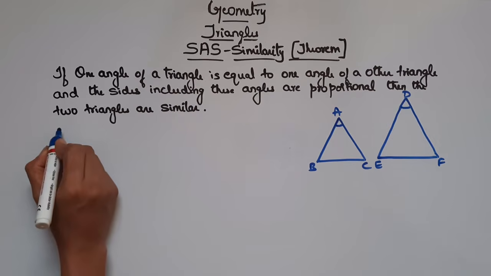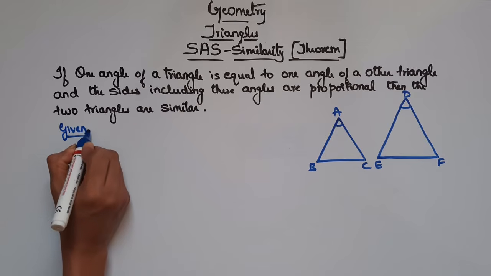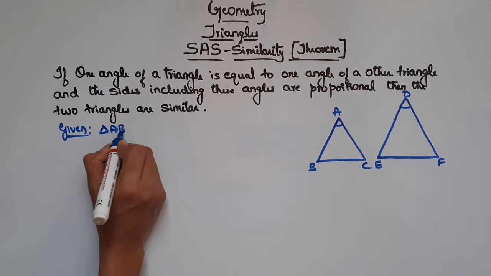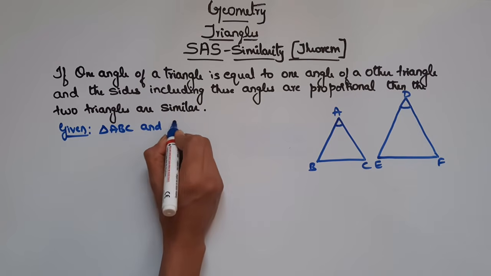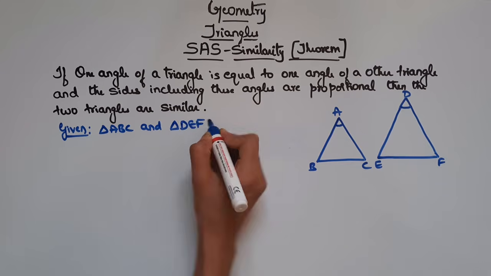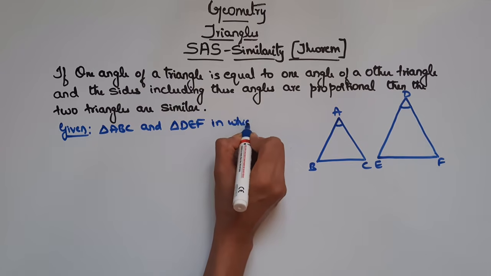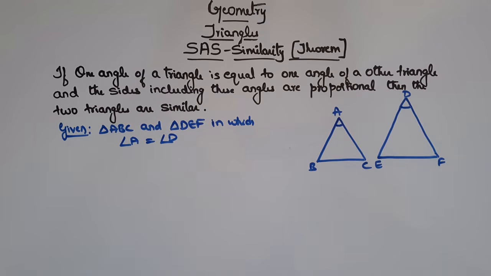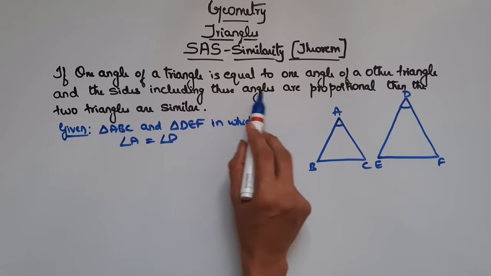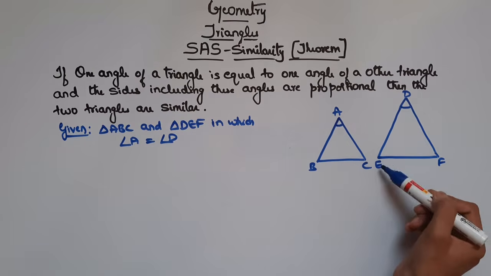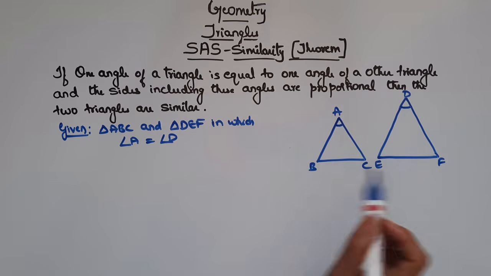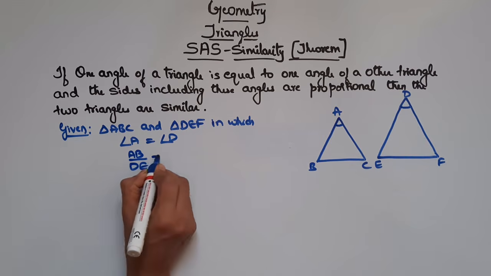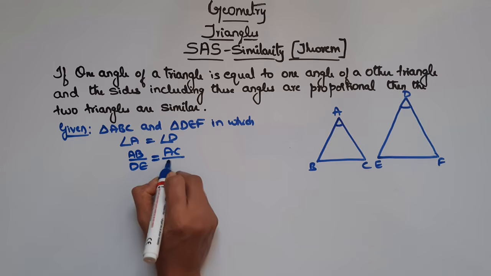So first let's write what is given. So given here is a triangle ABC and triangle DEF, right? In which angle A is equal to angle D. It's given, right? And they're saying sides including these angles are proportional. That is AB by DE is equal to AC by DF. This is also given. So AB by DE is equal to AC by DF, right?